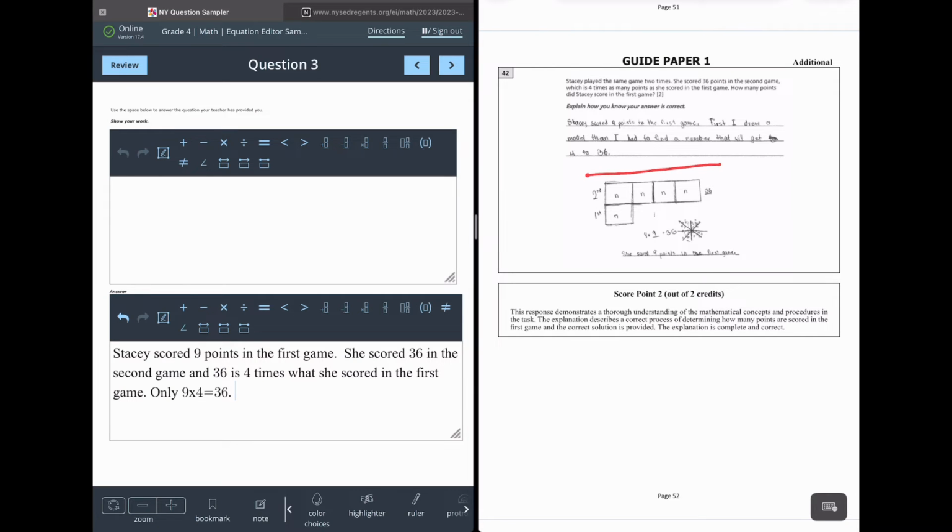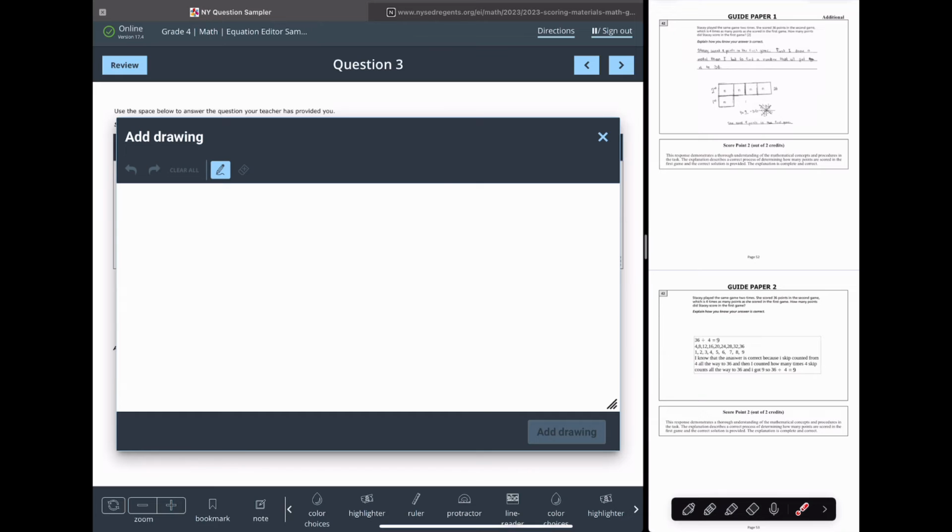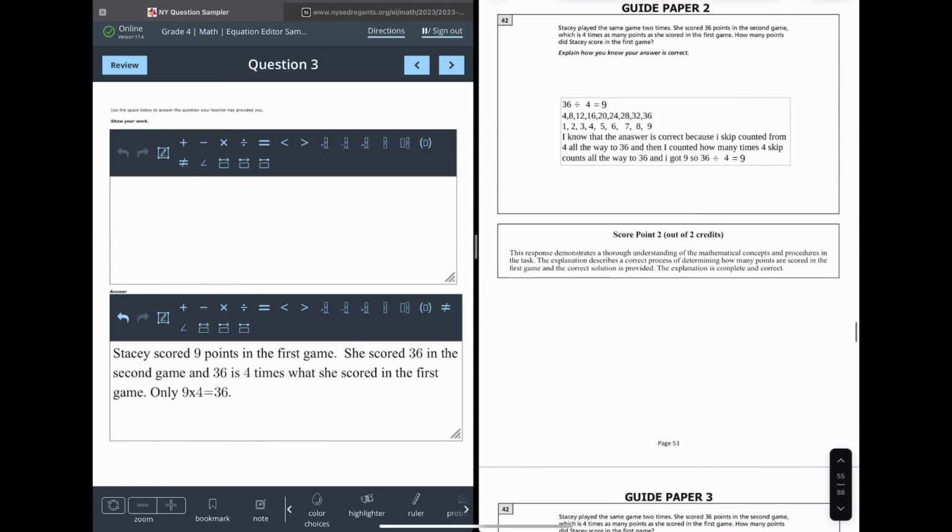So this answer is fine. She would just have to somehow show her model in the show your work, and so she'd probably have to hit this little button. And she'd have to kind of draw it there. If that was part of her answer, I'd want to see the model.